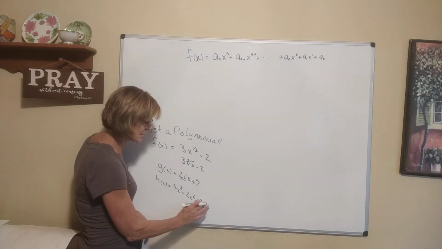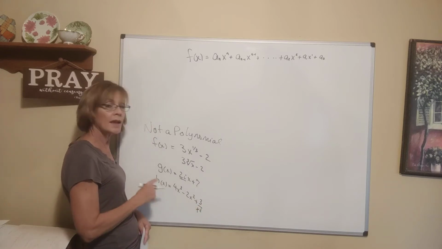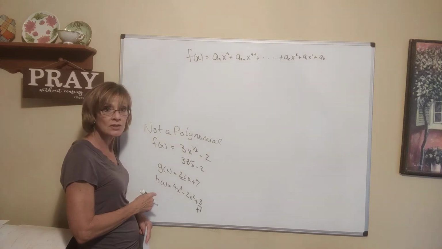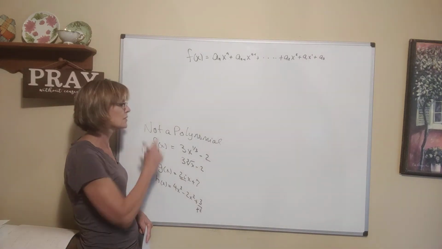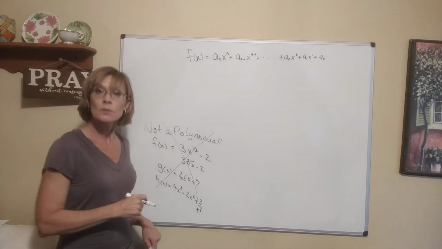That makes this, 3x to the negative 2, the same thing as 3 over x to the positive 2, making h of x a rational function, not a polynomial. So these are not polynomials. That's what a polynomial is.